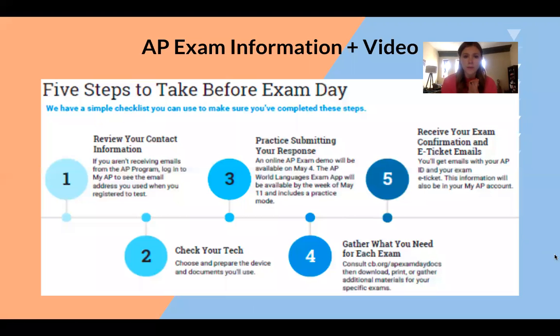Okay, so I know a couple people had said that they've already gone through some of these steps, but before your AP exams for all of your classes, there are a few things that you need to do. First, you need to make sure that you are getting emails from the AP program. If you are not, log into My AP, check the email address that you used when you registered, and update that if you're not getting the contact that you need.